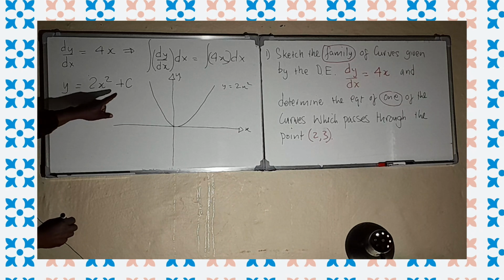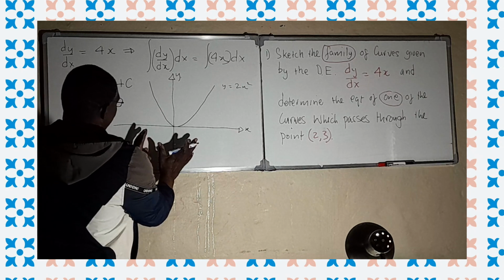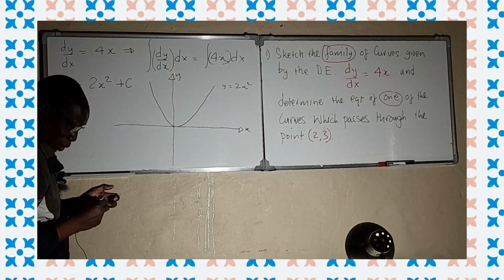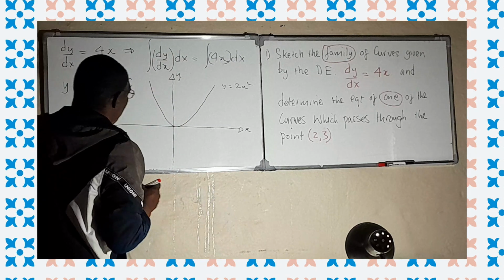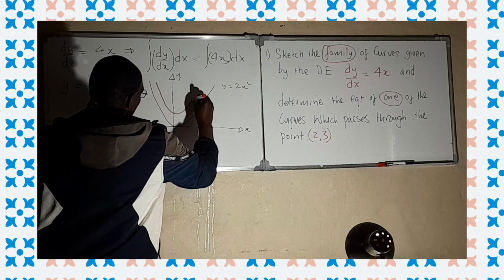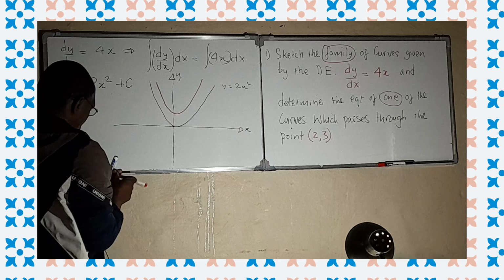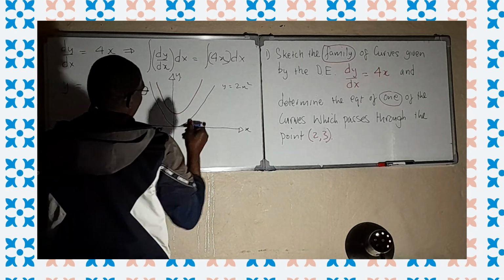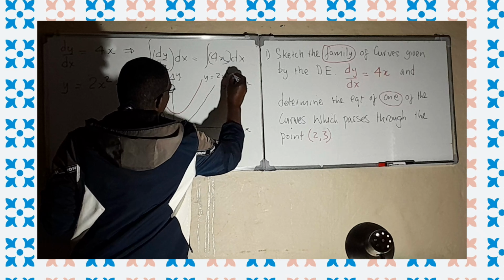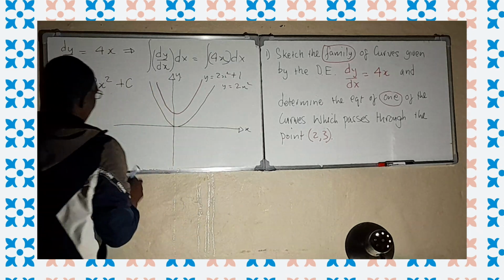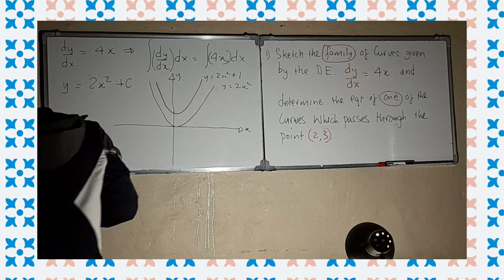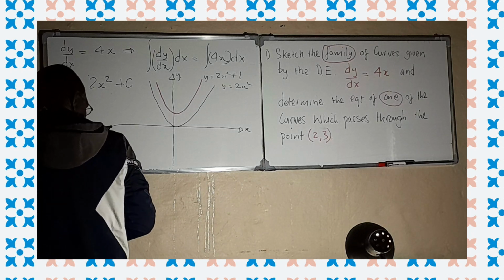If c is equal to 1, this whole thing would be lifted up 1 unit, and it would be, let's try and use another color, it would be this would be the graph of y is equal to 2x squared plus 1. C is equal to 1.